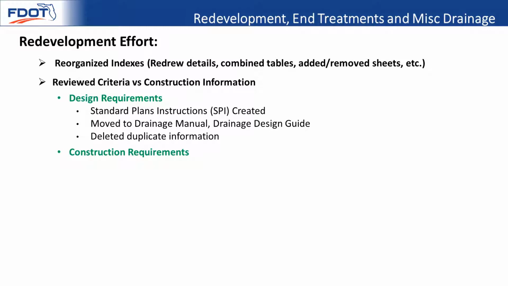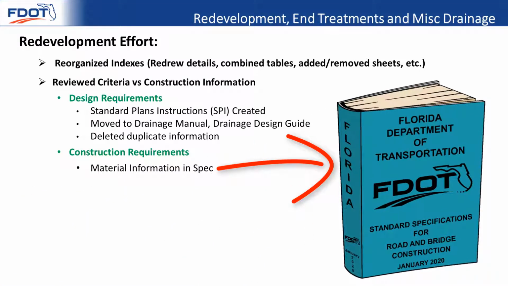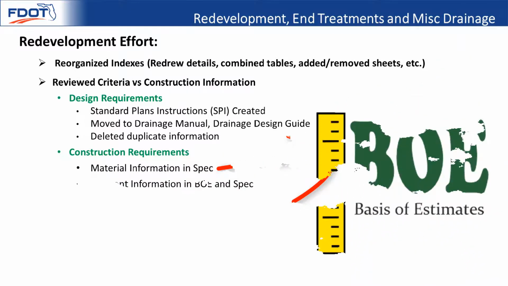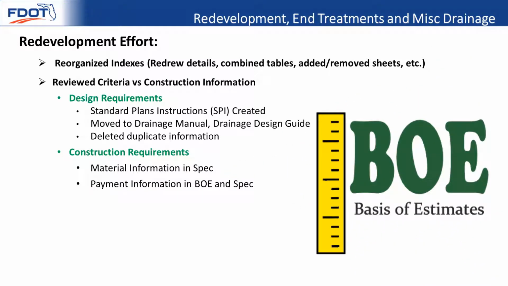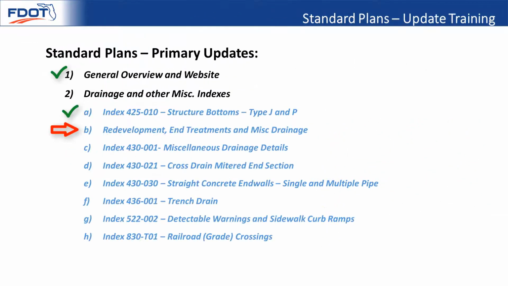We also went through the construction requirements. A lot of the notes in the standard plans were dealing with material information. Really, we'd like those types of notes to be in the standard specifications, so we went through and added those, mainly to the 430 standard specification. There was also a lot of payment information. This could also be added to the standard specification or the basis of estimate.